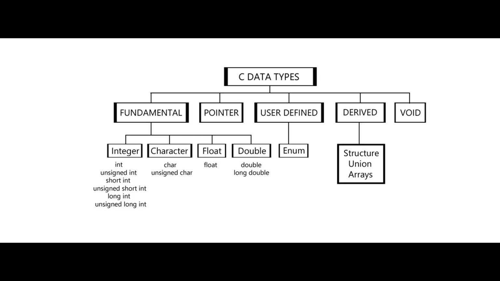And next is data type. A data type represents the type of data which is contained in a variable. In the C programming language, there are different data types available. The first is fundamental, then pointer, user defined, derived, and void. For now, we will study only the fundamental data type. We will discuss other data types in our upcoming tutorials.